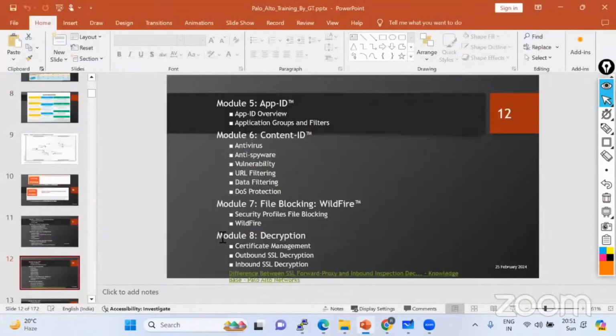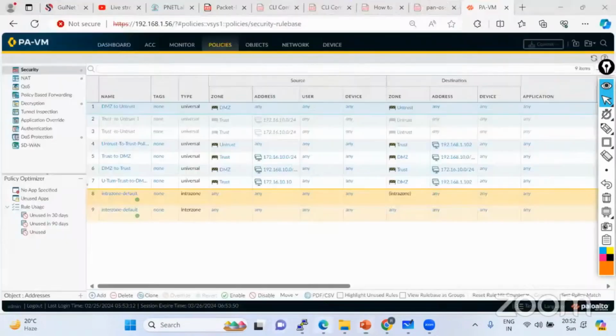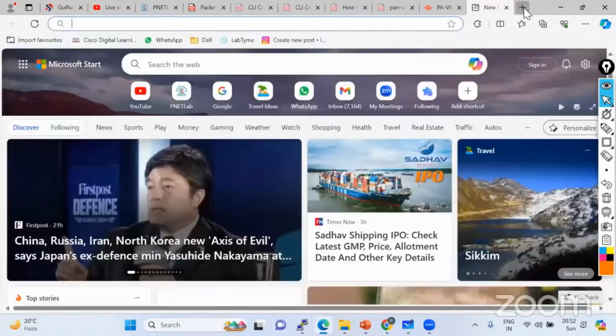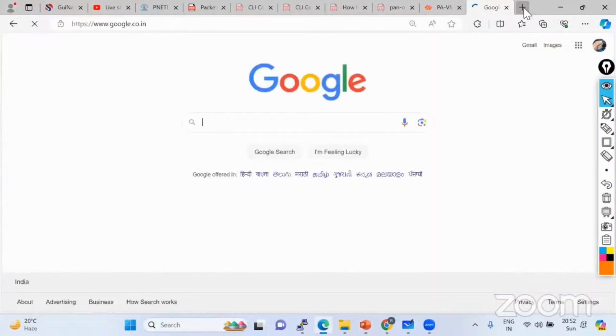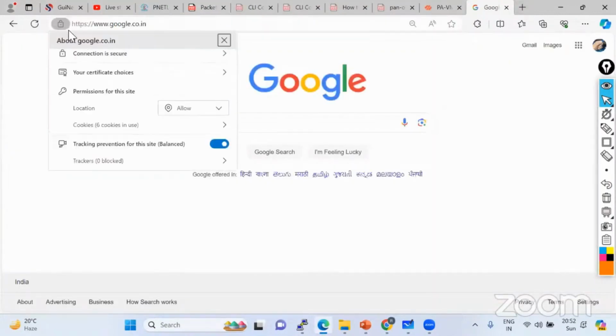Now the decryption part. You have two types of traffic: one is plain text, one is encrypted. Any website you are browsing right now, such as a banking website, acts as a secure website. Even if you go to Google and type google.com, let me just type it, google.com itself is an encrypted website. Why? You can see there is a lock and there's HTTPS.